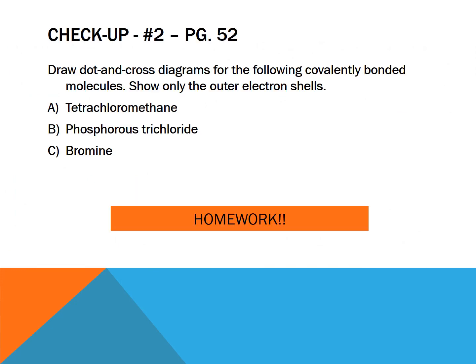All right, check out number 2. Draw dot cross diagrams for the following molecules: tetrachloromethane, that's 4-chlorine methane, phosphorus trichloride, and bromine. Remember, bromine is diatomic.